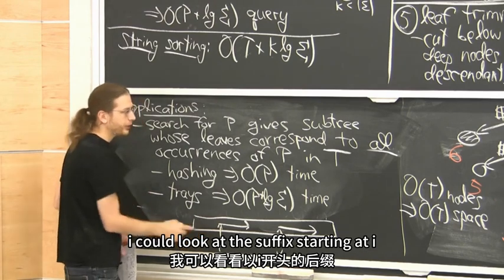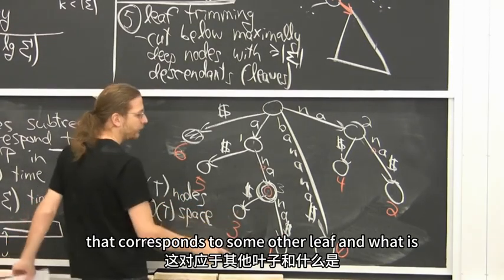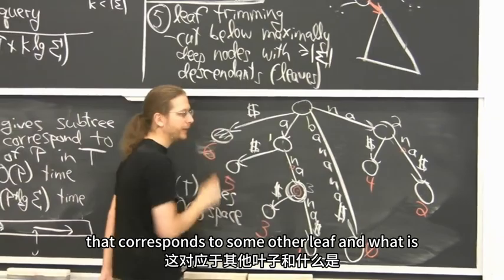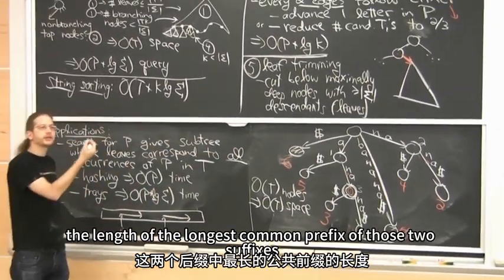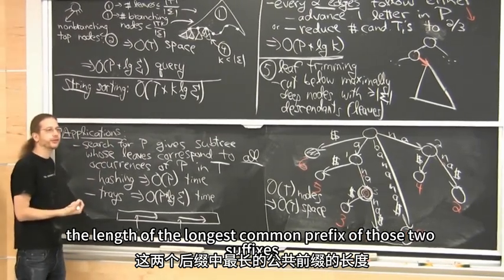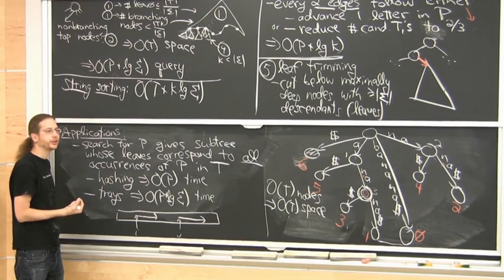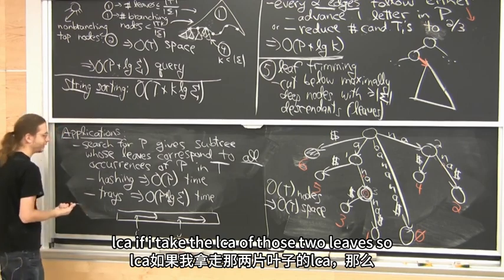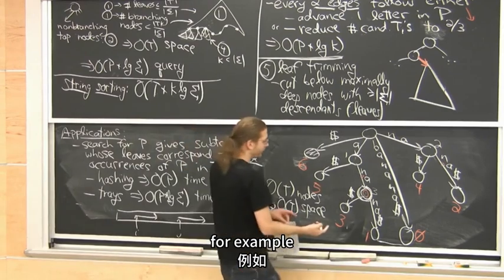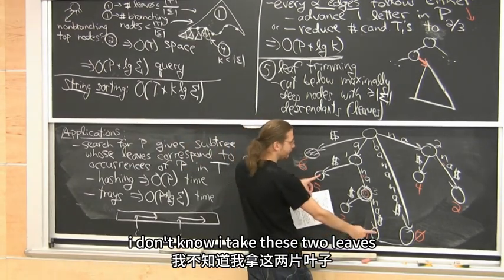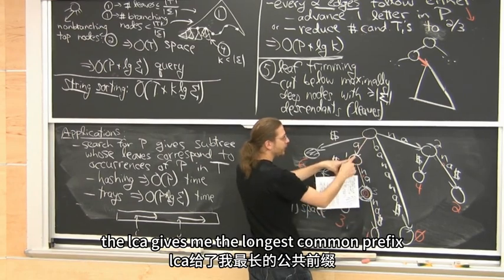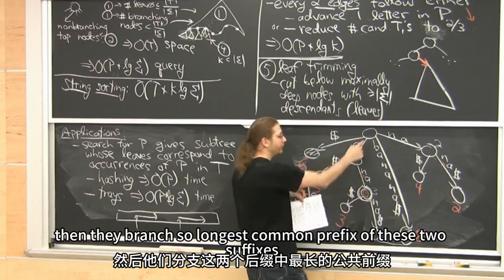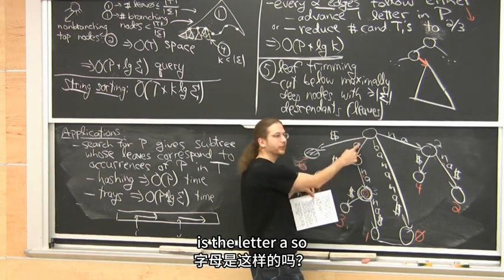Well, I could look at the suffix starting at i. That corresponds to a leaf over here. And I could look at the suffix starting at j. That corresponds to some other leaf. And what is the length of the longest common prefix of those two suffixes in the suffix tree? 3 letters. LCA. Yeah. If I take the LCA of those two leaves, so for example, I take these two leaves, the LCA gives me the longest common prefix, then they branch. So the longest common prefix of these two suffixes is the letter A. So it's just length 1.